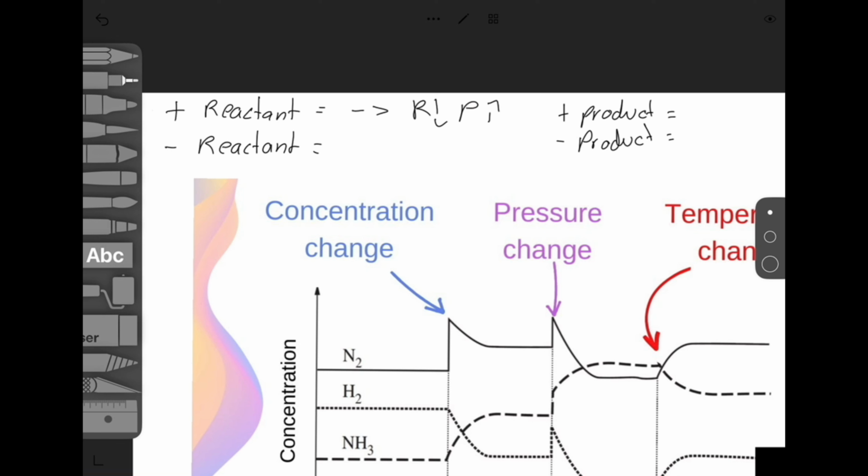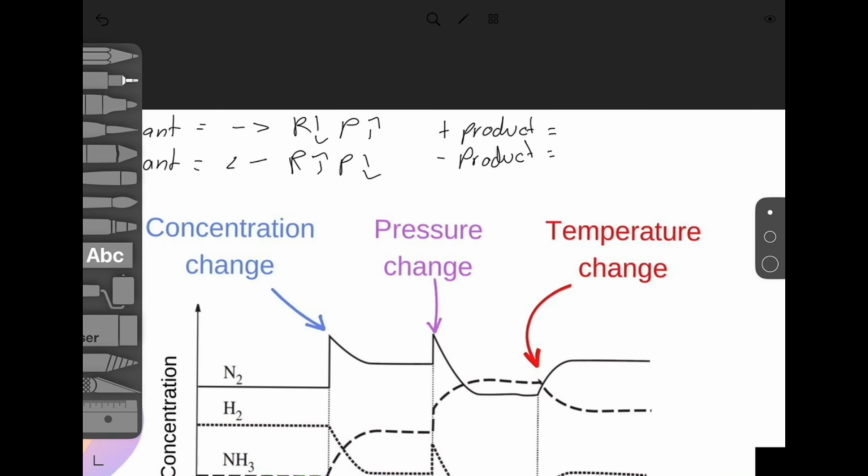So if you add a reactant, the forward reaction would be favored and the reactants would go down and products would usually go up. If you remove a reactant, the reverse reaction would be favored and the opposite would happen. So reactants would go up and products would go down. If you were to add products, the reverse reaction would be favored and the reactants would go up and products would go down. And then if you removed a product, the opposite would happen. So the forward reaction would be favored, reactants go down and products go up.